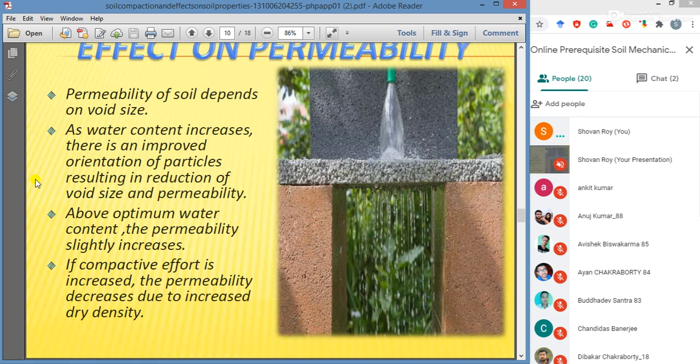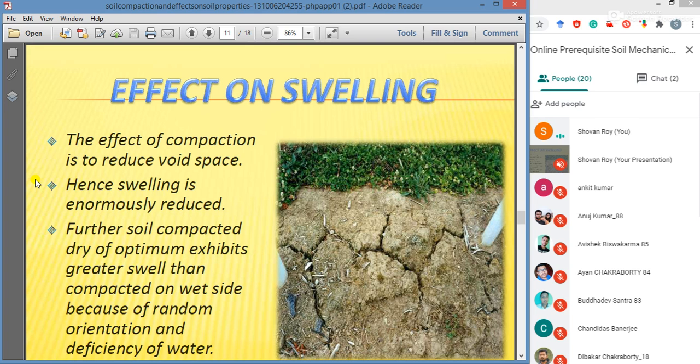Next is swelling. A clay soil sample compacted dry of optimum water content has high water deficiency and more random orientation, and hence exerts greater swelling pressure and swells to higher water content than a sample of the same density obtained from wet side compaction.